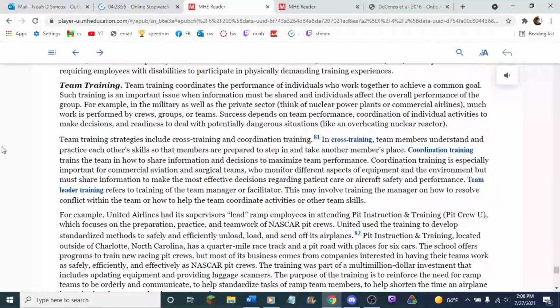Team training coordinates the performance of individuals who work together to achieve a common goal. Such training is an important issue when information must be shared and when individuals affect the overall performance of the group. For example, in the military as well as the private sector, think of nuclear power plants or commercial airlines. Much work is performed by crews, groups, or teams. Success depends on team performance, coordination of individual activities to make decisions, and readiness to deal with potentially dangerous situations like an overheating nuclear reactor.